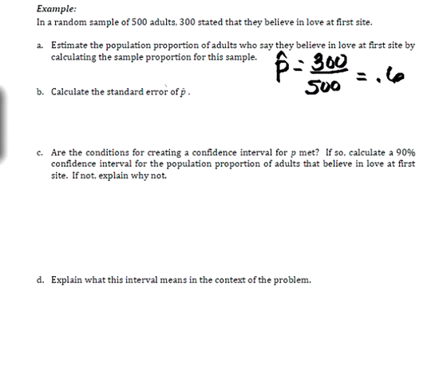Next, we want to calculate the standard error. We can find the standard error by taking the square root of p hat times q hat over n. P hat we just calculated to be 0.6. Q hat is going to be 1 minus p hat, or 1 minus 0.6, which is 0.4. And then we divide this by the total number of people that we asked, which was 500. Plugging this all into your calculator, you should end up getting an answer of 0.0219.